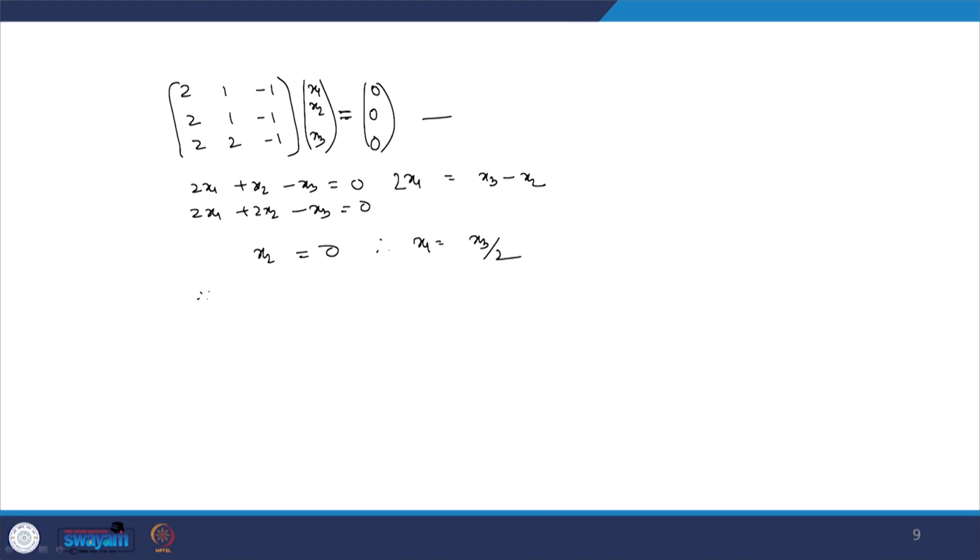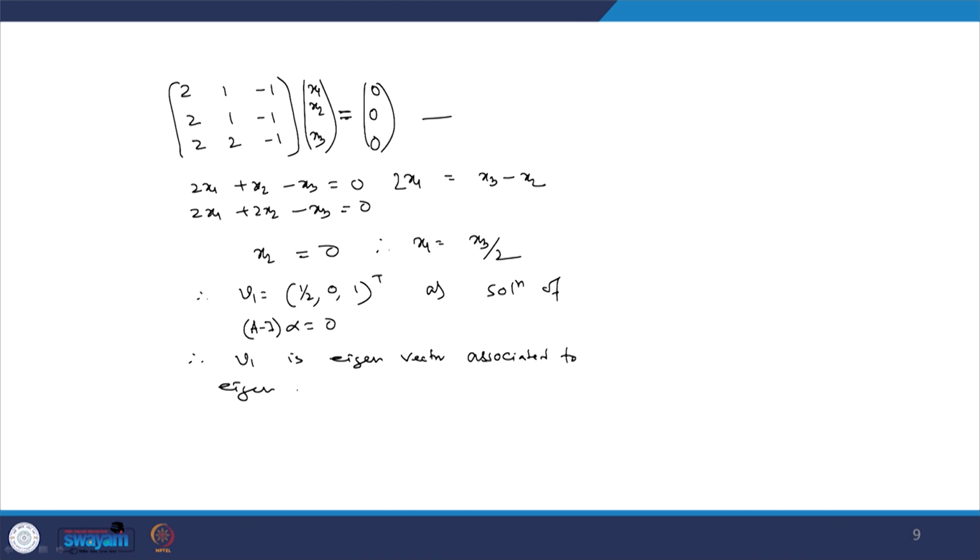So, put x3 equal to 1, I will have v1 equal to (1/2, 0, 1) transpose as a solution of (A minus I) alpha equal to 0. So, v1 is an eigenvector associated to eigenvalue c equal to 1.